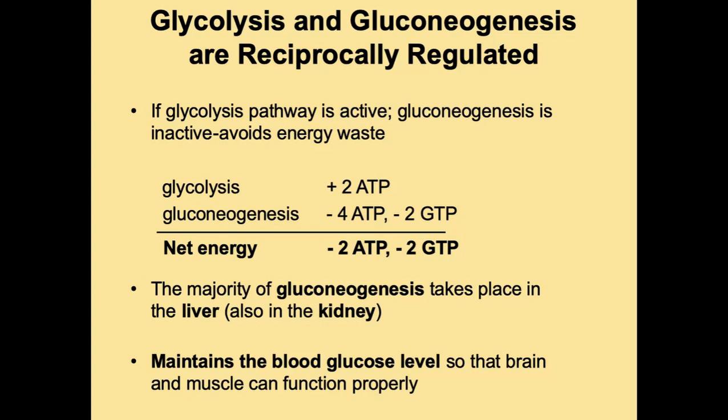Often lactate from active muscles will be pumped into the bloodstream. It will go around the body into the liver, and the lactate will then be converted back to glucose, and the glucose can then enter the bloodstream, which will then feed the brain and your muscles.